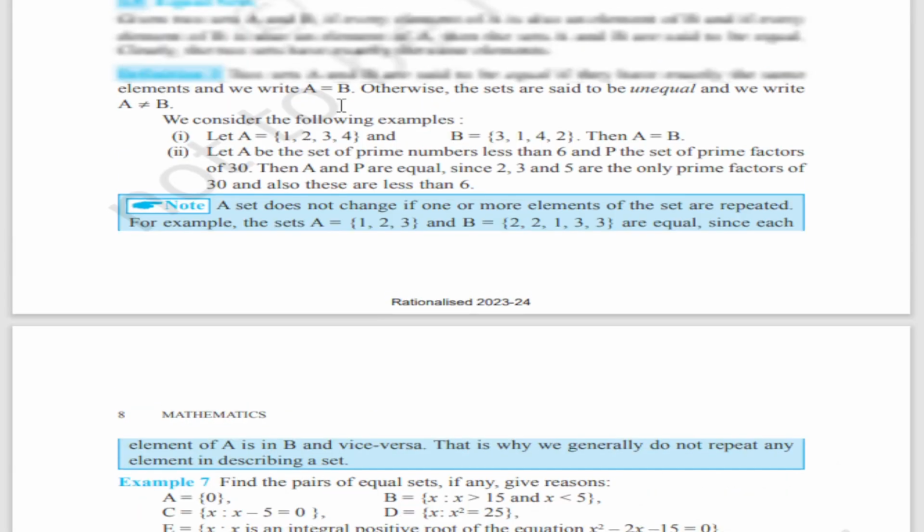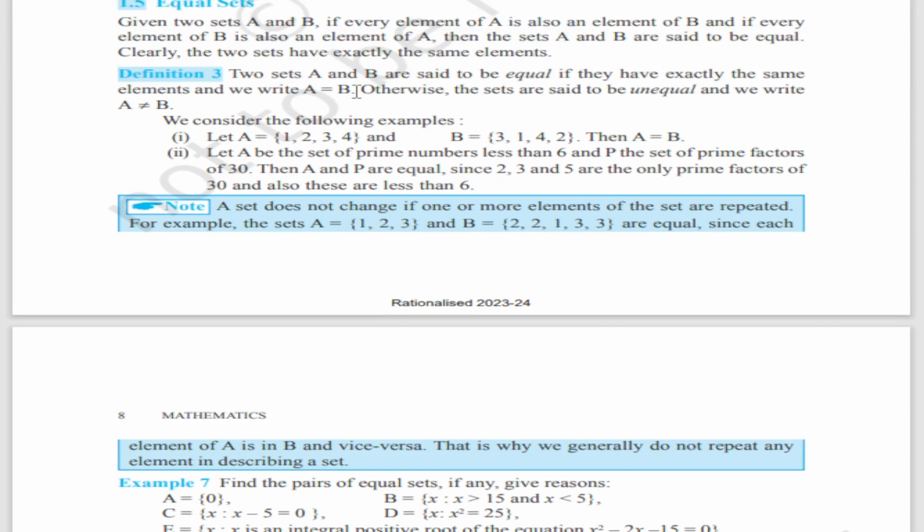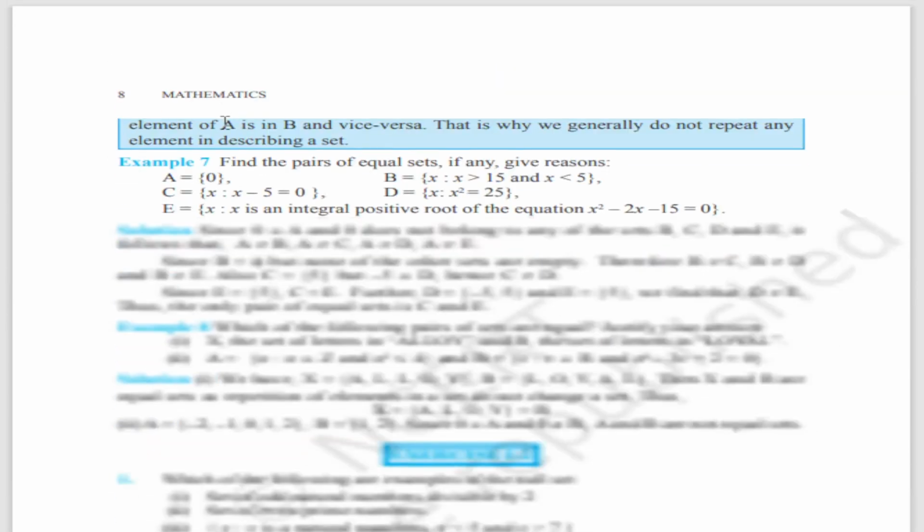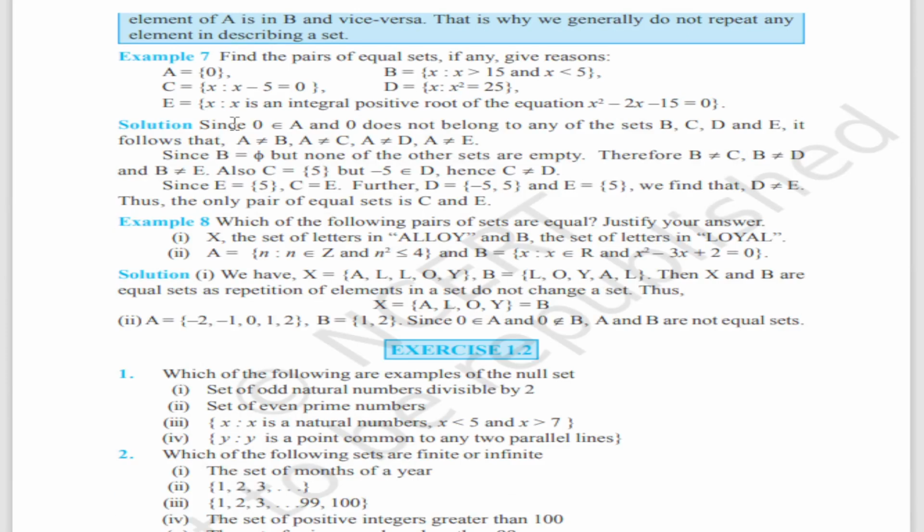We write A is equal to B or A is not equal to B, correct? In the next class we will also talk about subsets, right? And we will also define equal sets again in the subset notation. So after learning what a subset is, we will define in the notation of a subset how two sets are defined to be equal. So in example 7 we have: find the pairs of equal sets, if any, and give reasons.